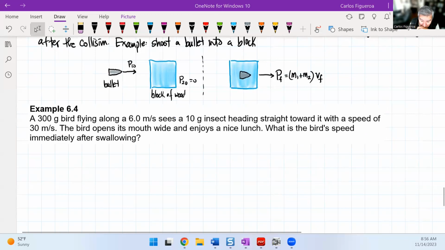In this situation, we have a 300-gram bird flying along at 6 meters per second, sees a 10-gram insect heading straight toward it with the speed of 30 meters a second. The bird opens its mouth wide and enjoys a nice lunch. What is the bird's speed immediately after swallowing?